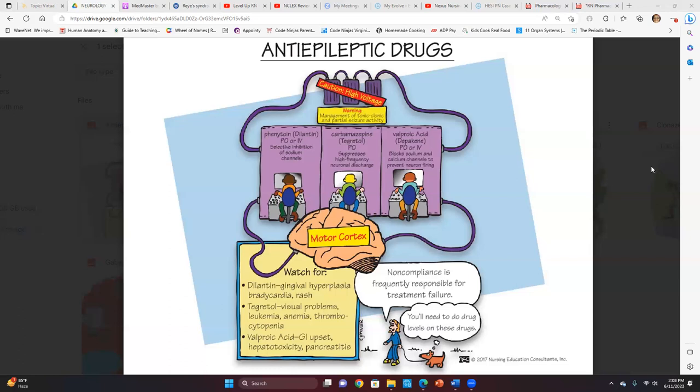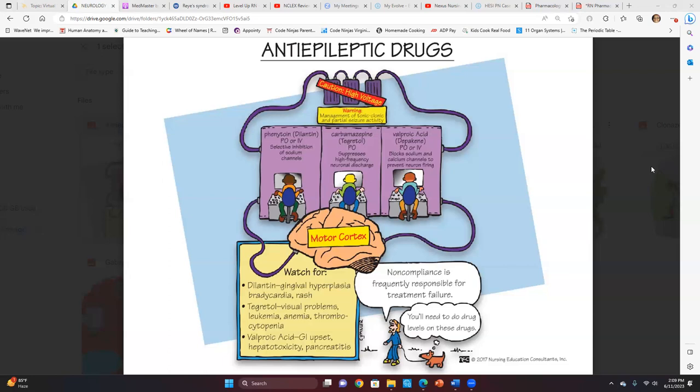Now, these medications may also change the urine to a light rust color, but this is not clinically significant. That's an important point to teach the patient so they're not freaking out saying, oh my goodness, my urine is rust colored. The patient may still have a seizure, but this decreases their chances of having seizures.